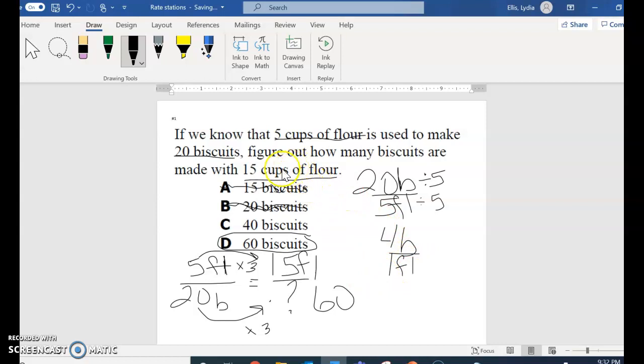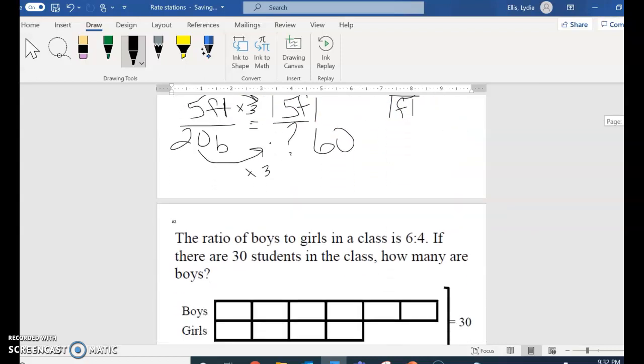So now, if I need 15 cups of flour, I'm taking this 1, and doing 1, 2, 3, 4, all the way up to 15. That means I'm adding 4 fifteen times. As if I do 15 times 4, I still get 60. So that was just another way to solve that problem.